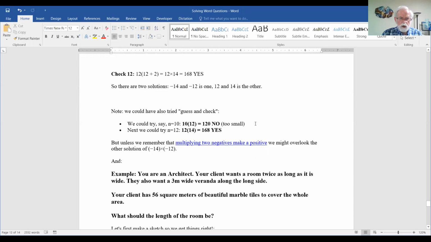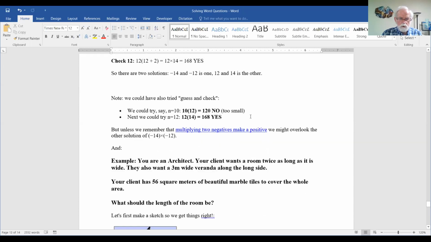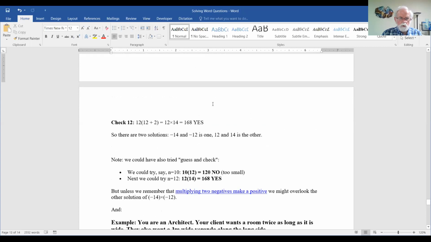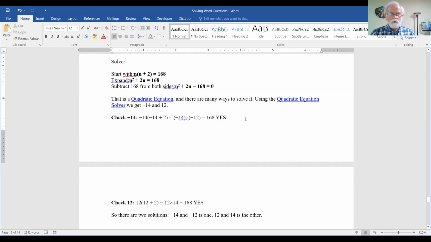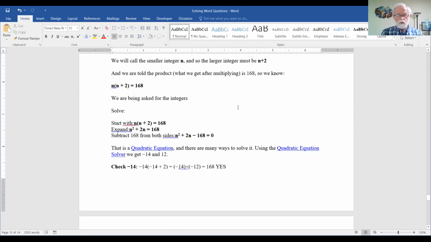So when you run into a quadratic equation, one of the best things you can do is use this quadratic equation solver. We didn't go into that, but I was more interested in how we set this up and expand it to get these numbers.